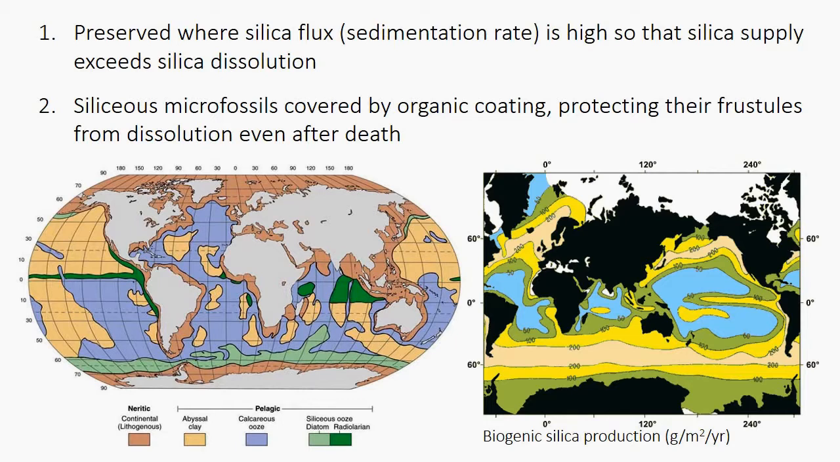It's also possible that these siliceous microfossils may be covered by an organic coating which protects their shells, or their frustules as they're called, from dissolution even after they die. So for the silica, as well as I guess for the calcite below the lysocline but above the CCD, you can imagine that many of these diatom shells are dissolving and giving their life so that the other ones can survive and be preserved in the sediment. The needs of the many outweigh the needs of the few.